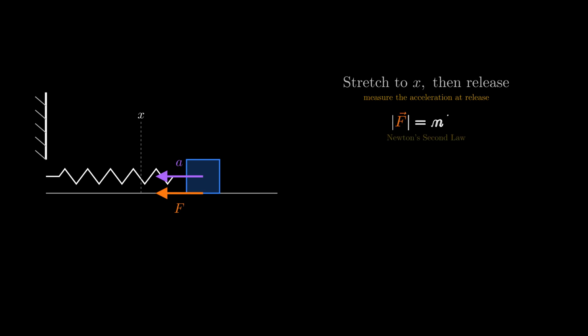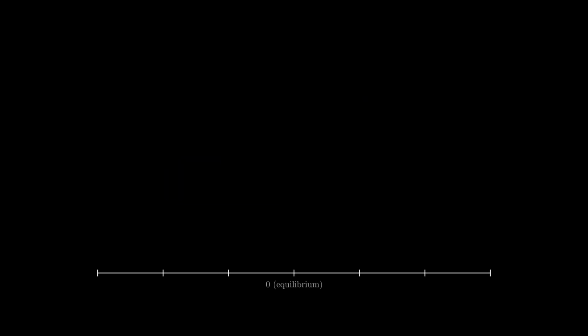Now run the experiment. Stretch the spring until the object sits at position x, release it, and measure the object's acceleration at the very instant of release. At that moment, only the spring force acts along the surface, so Newton's second law gives it to us directly. The magnitude of the spring force equals the mass m times the magnitude of the acceleration. Measure the acceleration and you have measured the force. Repeat this across a whole range of stretches and compressions, from a maximum stretch Xmax greater than 0 to a minimum compression Xmin less than 0.